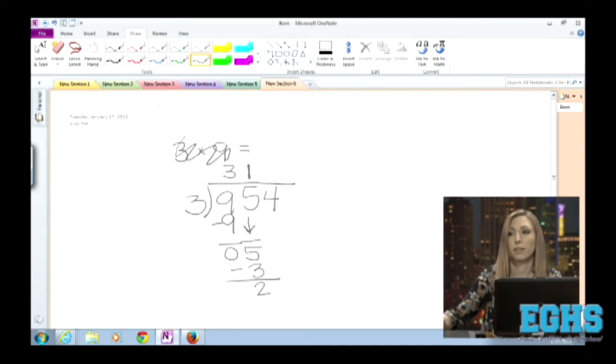And then you do 3 times 2, which is 6. You're missing a step. It's going to be that last number. So you did the 9, you did the 5, and what do you do? Then you bring down the 4. Perfect. Good job.